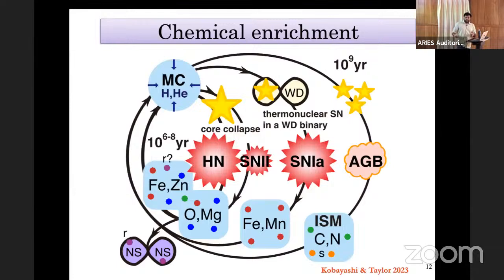In addition to magnesium or alpha elements that I have talked about, there are many other elements that are being produced by various processes in the stars and having different timescales.